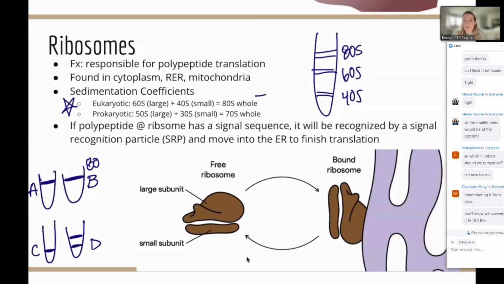We obviously know that they're in polypeptide translation. And it is important to remember that if the polypeptide at the ribosome that's currently being produced has what's called a signal sequence, it's going to be helped by a little chaperone called a signal recognition particle, an SRP, and it will move into the ER to finish translation, most likely the rough ER, because remember, we still need a ribosome to finish translation. So we're probably going to go to the rough ER. And then it's good to think about the fact that there are free floating ribosomes that are just hanging around doing whatever they need to do.